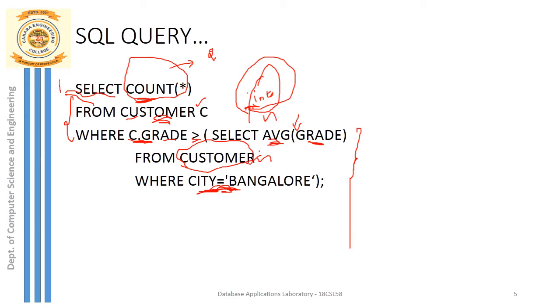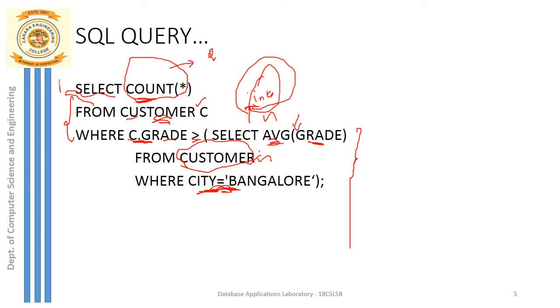Now we'll come to this outer query part. So what is that outer query part here? So as I already said, the other part of the question is you have to now finally count the total. You have to just give the total count of the customers whose grade value is greater than the average grade that you have just calculated of customers who are belonging to Bangalore city. So you just have to give the count of those customers, right? So that count should be the outer part of the query.